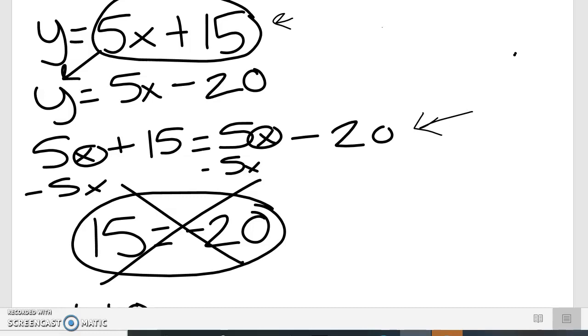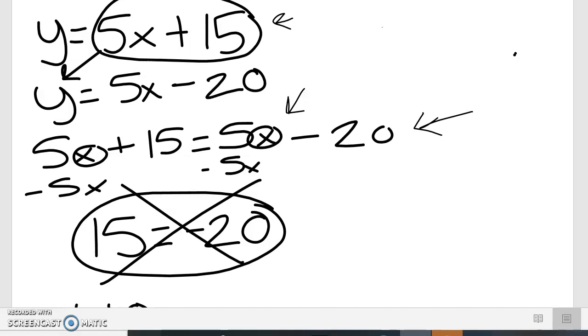and we want to get the two x's on the same side. So I subtracted this 5x right here and brought it right here, because you have to do it to both sides basically.